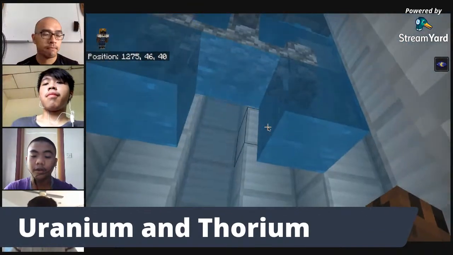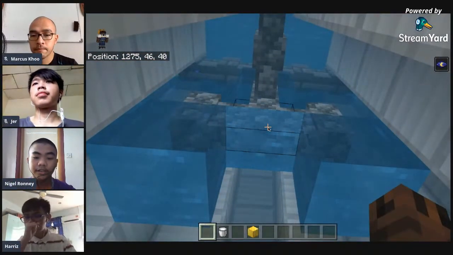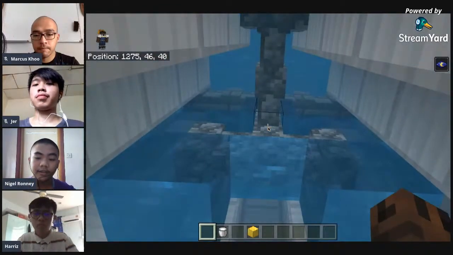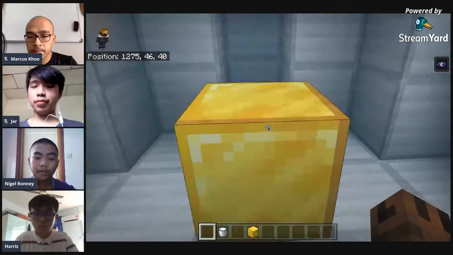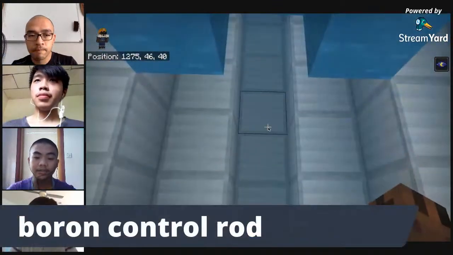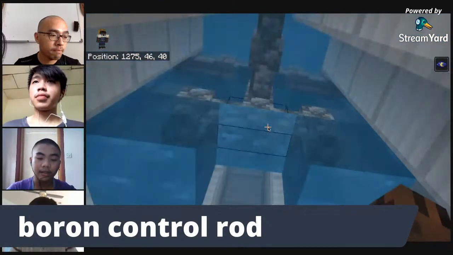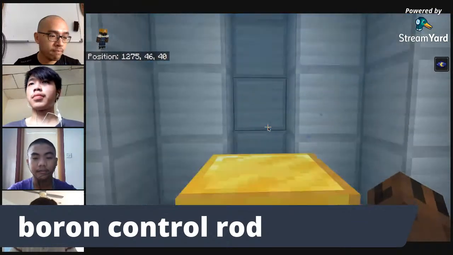A rod called a boron control rod functions to control the fission reaction. Now, how it works is that fission releases neutrons. This particular rod absorbs the neutrons, which means fewer neutrons will be in the system, and thus fewer neutrons collide with the uranium atoms, hence less fission reaction.